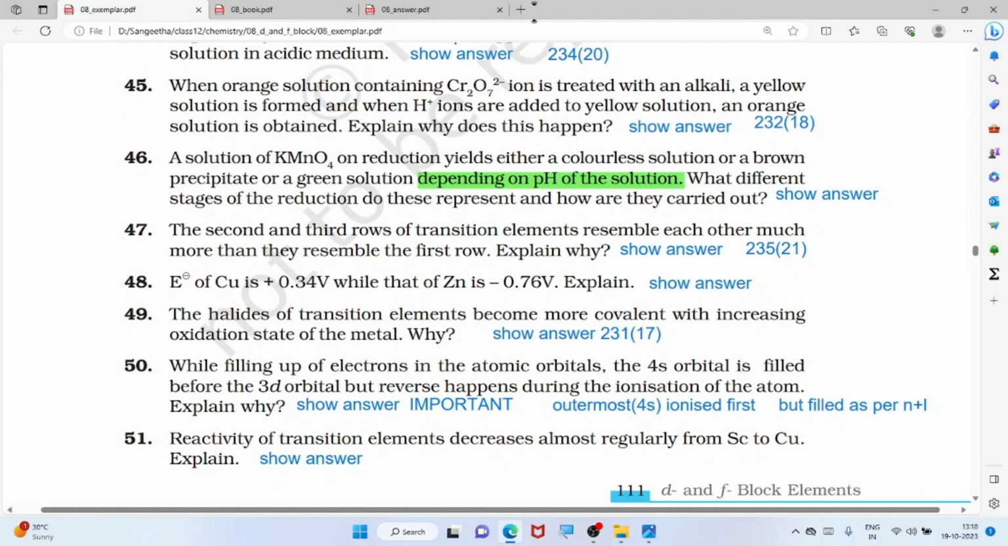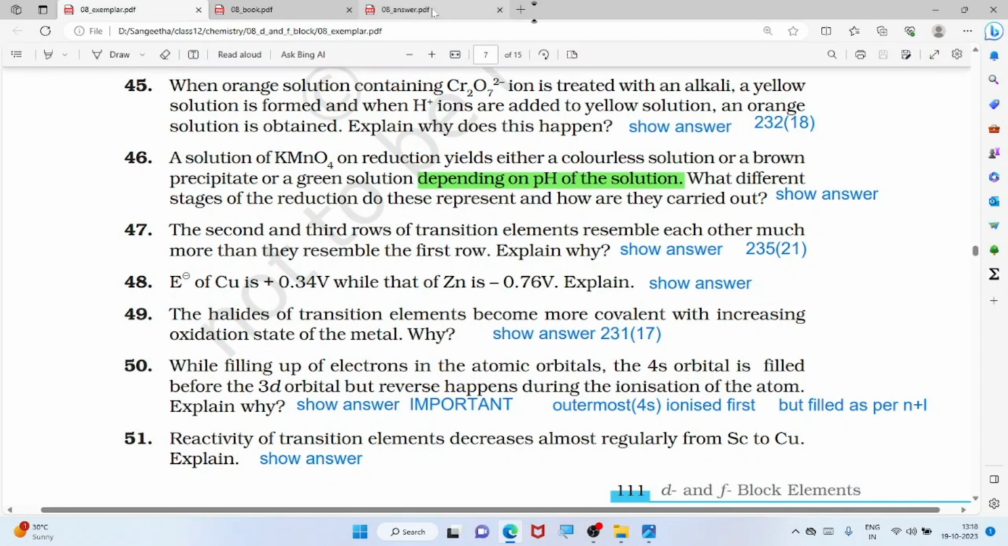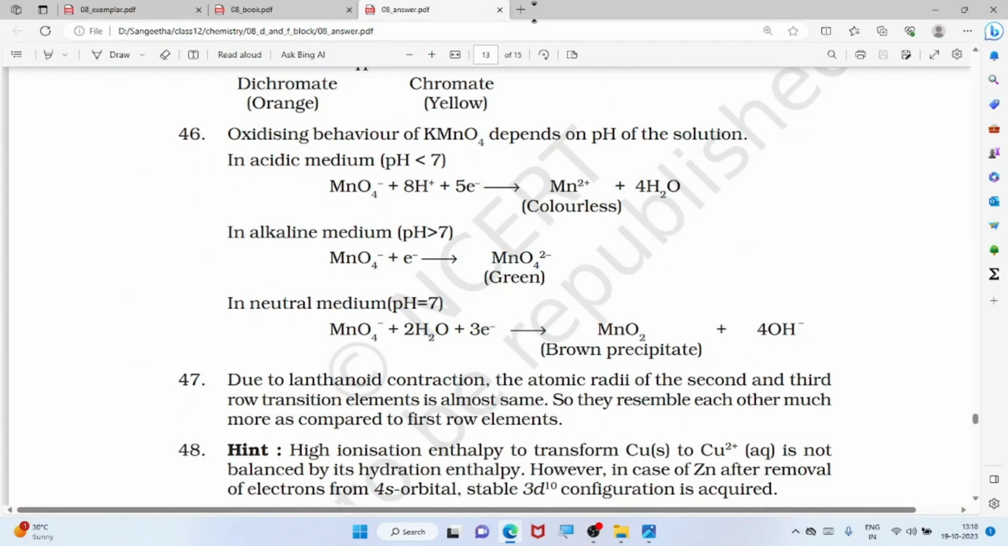A solution of KMnO4 on reduction yields either a colorless solution or a brown precipitate or a green solution depending upon the pH of the solution. What different stages do these represent and how are they carried out? 46. Acidic medium where pH is less than 7, this is the colorless Mn2+. Alkaline medium, pH greater than 7, green color. In the neutral medium, pH equal to 7, brown precipitate.